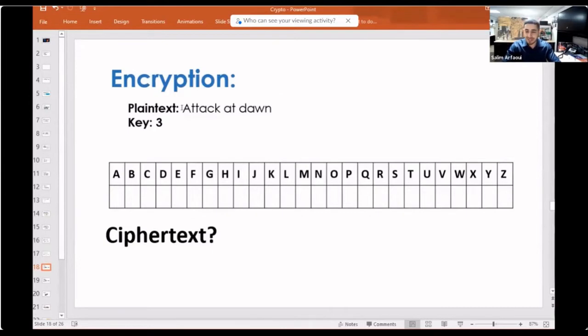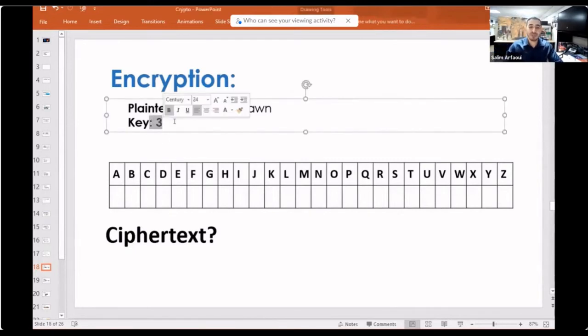So in this case, Dr. Callahan is Julius Caesar, the emperor. So: attack at dawn with a key of 3. I've chosen 3, but you can choose any integer value. It does not matter what that integer value is.